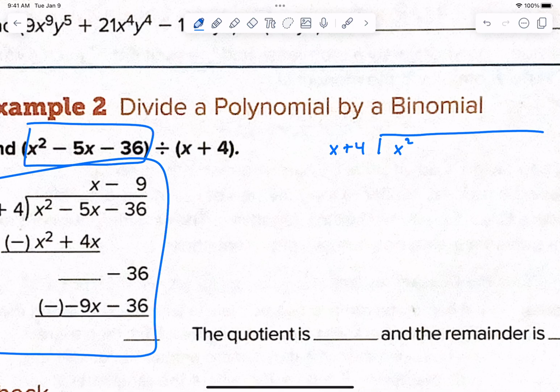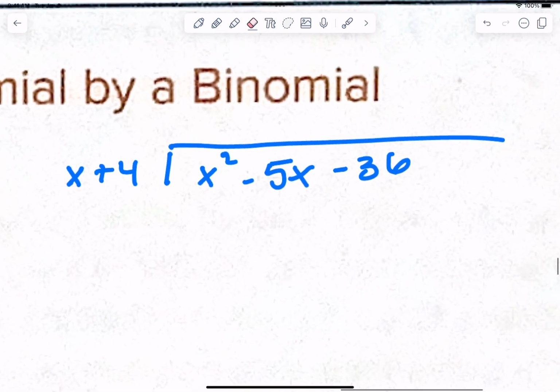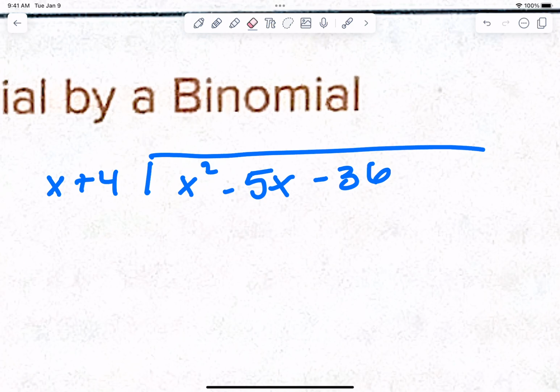Do you remember what I meant by pieces? Yeah, like he has x squared and x, and then I have my number. He is not missing any pieces. If he's missing pieces, like if he didn't have this x in here and it was x squared minus 36, we would have to put plus 0x in there, right? Okay, but this one we don't, so we just get to go through and do it like normal, okay? And I have him ready to go. He is written down, and now we start.